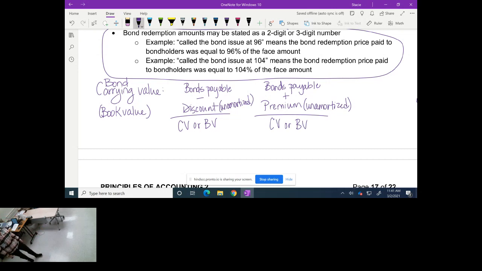It's just a different term. So your bonds payable is going to be the face amount. Your discount or premium is going to change every time you make an interest payment. So whatever the balance is, that's the same thing as unamortized. It's what's left. Does that make sense to y'all?